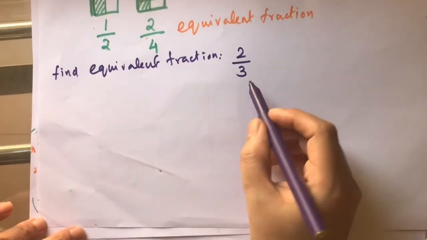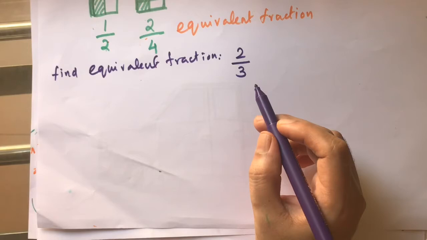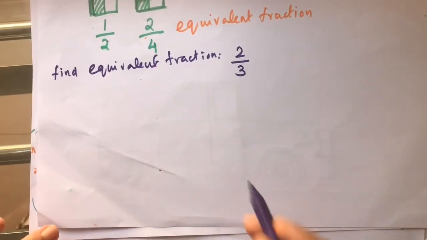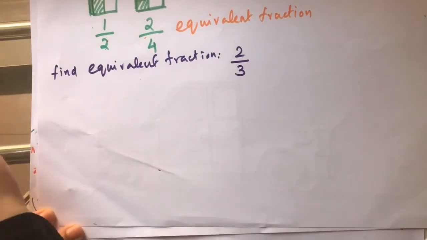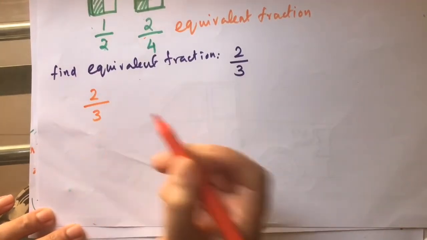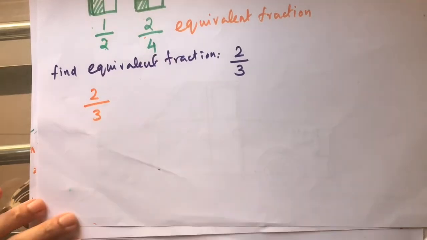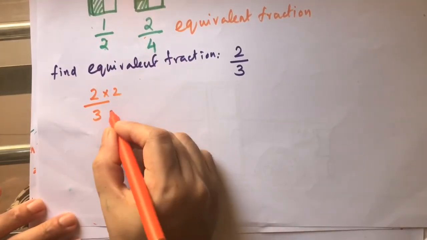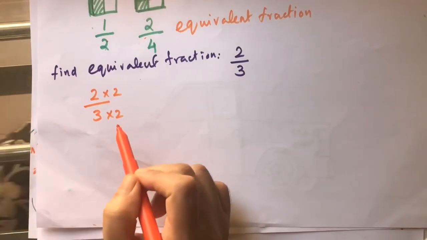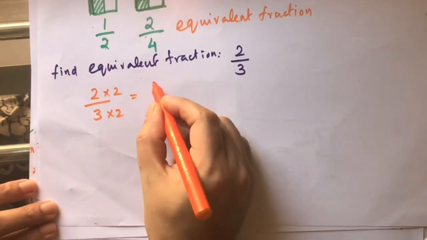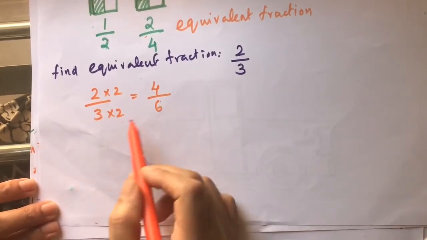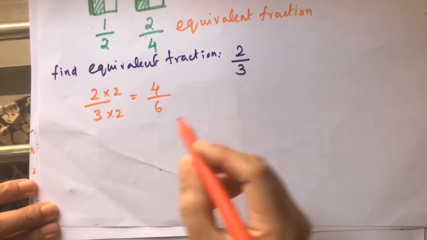Next, find the equivalent fraction of 2 by 3. We can find equivalent fractions by multiplying and dividing. Here we cannot divide, so I am doing it by multiplication. To find equivalent fractions, we have to multiply the numerator and denominator by the same number. Like if I am multiplying by 2, I multiply the numerator by 2, and I have to multiply the denominator by 2 also. So 2 2s are 4, 3 2s are 6. We can say 4 by 6 is an equivalent fraction of 2 by 3.